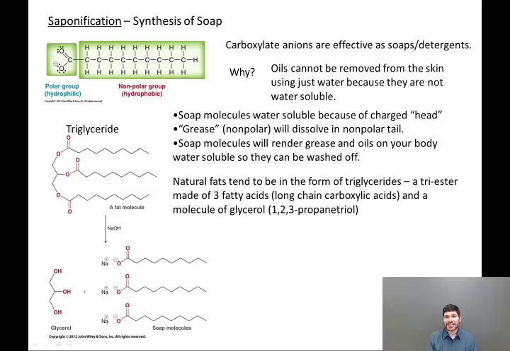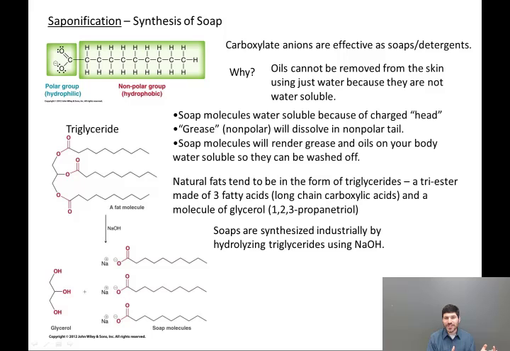Okay, so how do we get soap? Well, natural fats that you get from any animal or plant source tend to be in the form of triglycerides. That is a triester molecule made of 3 fatty acids, which are simply long-chain carboxylic acids, and a molecule of glycerol, which is chemistry speak for 1,2,3-propanetriol. Soaps are synthesized industrially by simply hydrolyzing triglycerides, which have incredibly high natural abundance, using NaOH, and you get the carboxylate anions as the product.